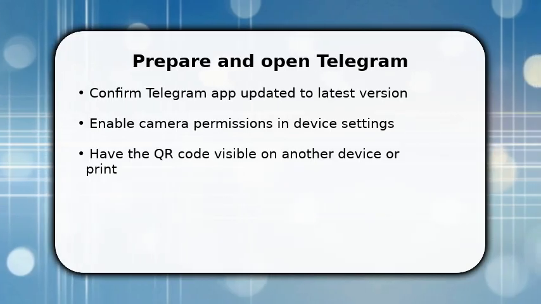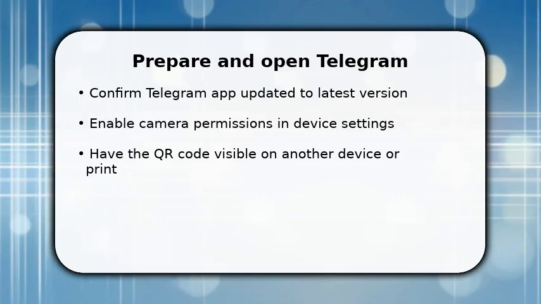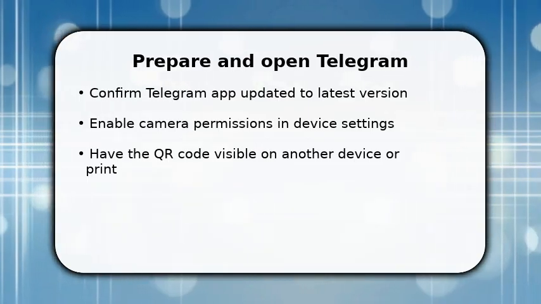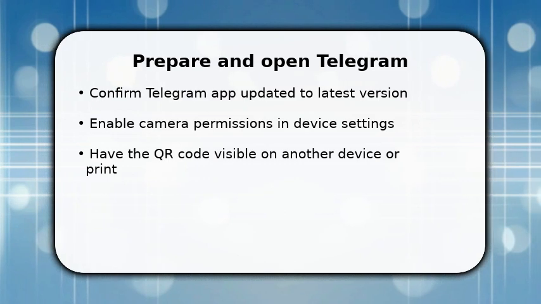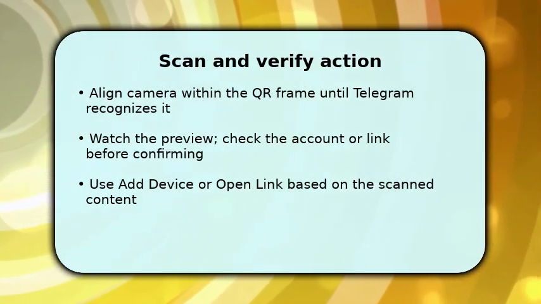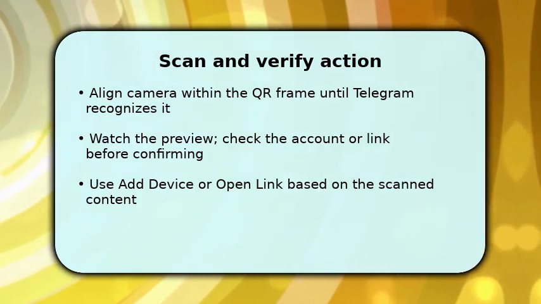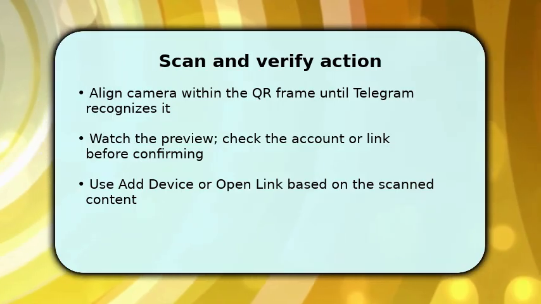Once done, point your camera at the QR code and hold steady. The app will detect it automatically, so don't move too fast. After the scanner detects the code, Telegram will show a preview of the action, often a profile, group invite, or device link. Pause and verify the shown name or URL to avoid unwanted joins.